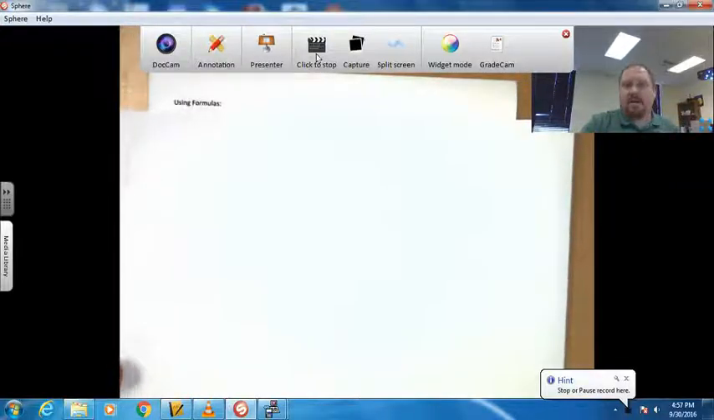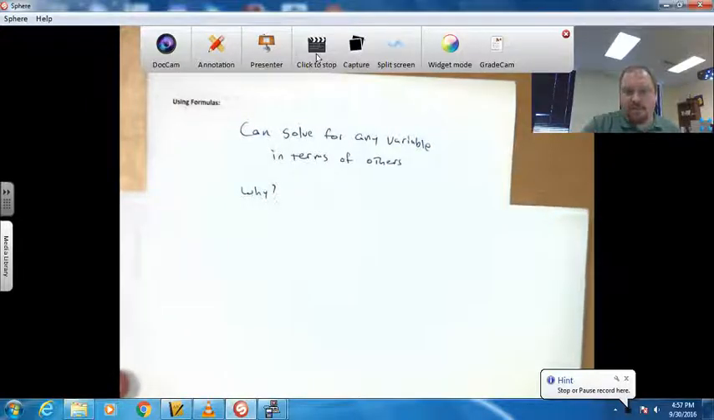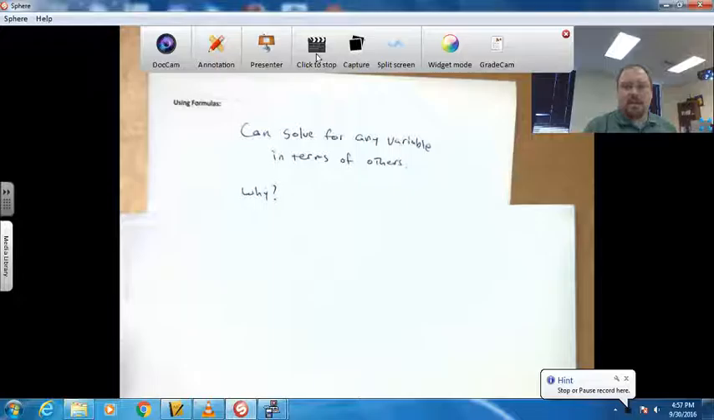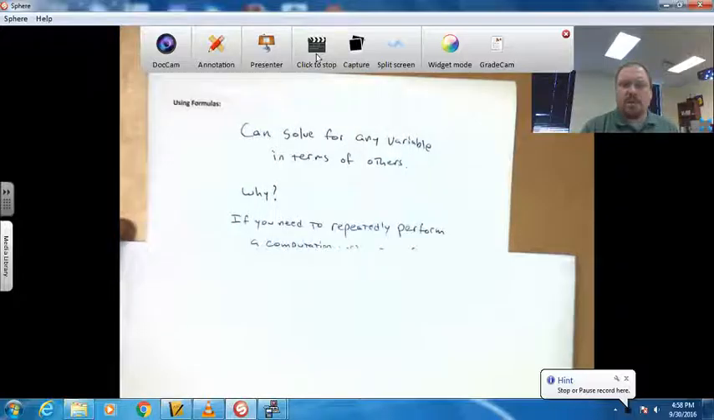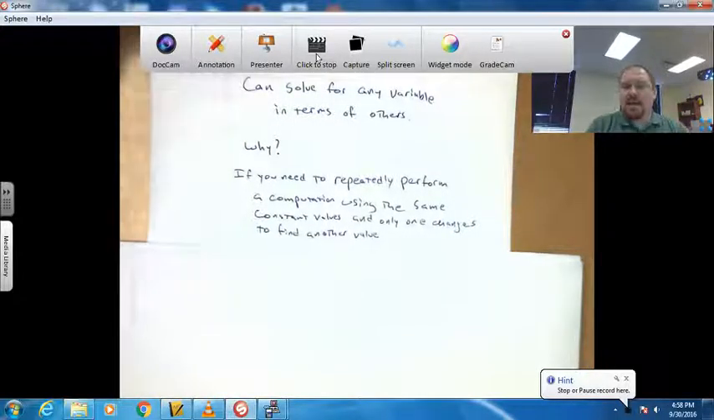And here is a formal reason. We could solve for any variable in terms of the other variables. Here's why: if some of the numbers are staying the same and we're constantly solving and using the same operations, we don't want to have to do that over and over again. Because we would be repeatedly performing that computation, we do it once, and that helps us find that last value. So we use the same constant values and only one number changes. That's going to help us find the missing one.